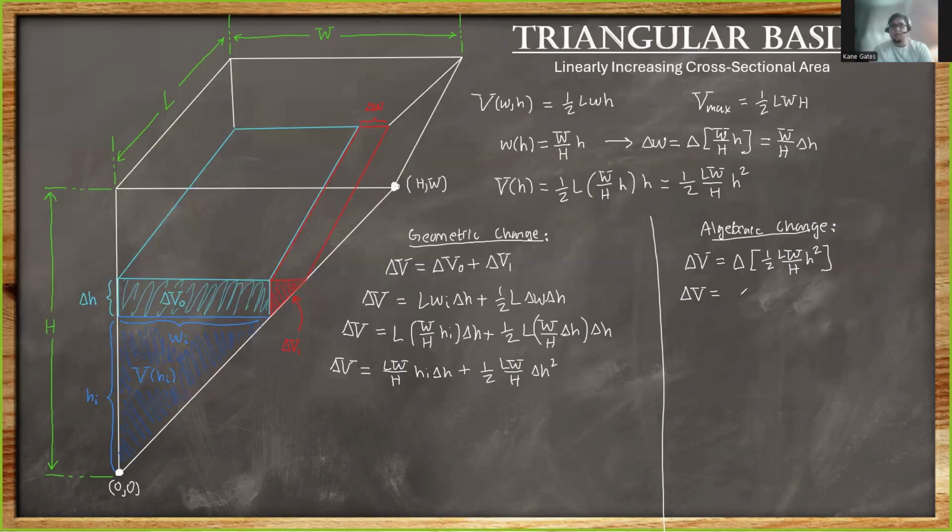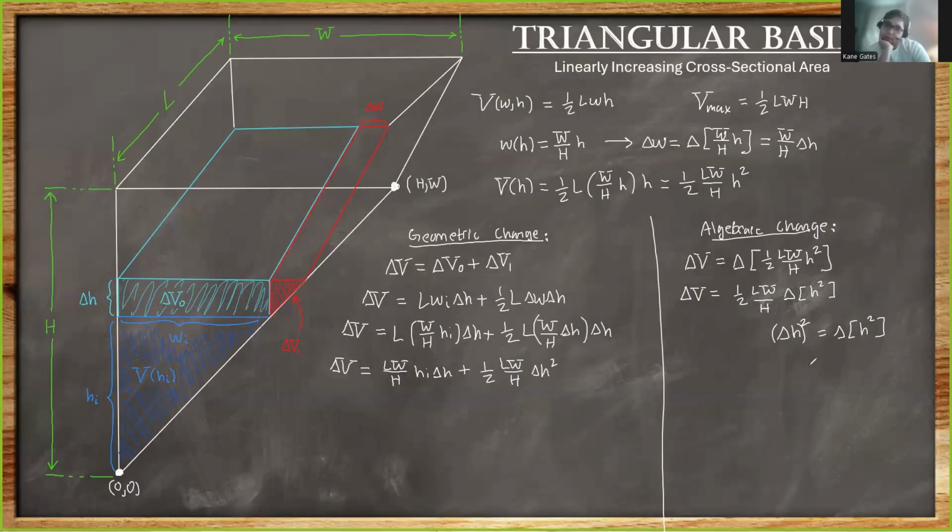It's just the same thing. It's just the H is delta H now. So it'd be 1/2 capital L times capital W over capital H times delta H squared. Is delta H squared the same as delta H squared? Yes. What do we think? No. Why not?